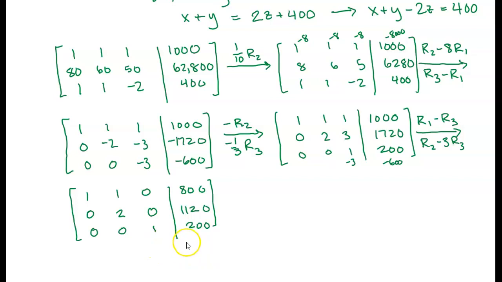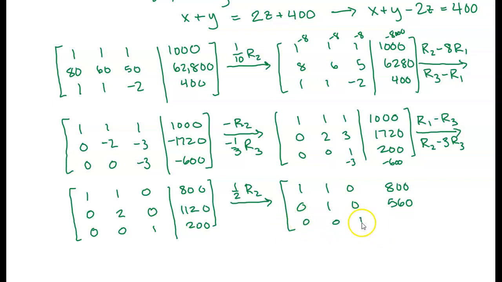Okay, so I'm almost there. I'm so close. Next thing I want to do, now you can see, I can divide that second row by 2 and not get any fractions. So I'm just going to take a little baby step here and take 1/2 of row 2. All right, not going to touch row 1. I'm going to take half of row 2. So half of 1120, that'd be 560, right? And then 0, 0, 1, 200, leaving that row alone.